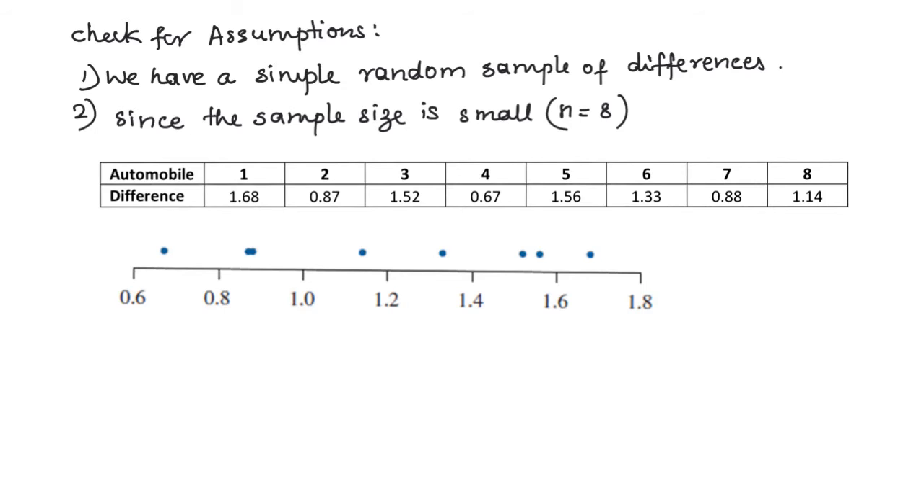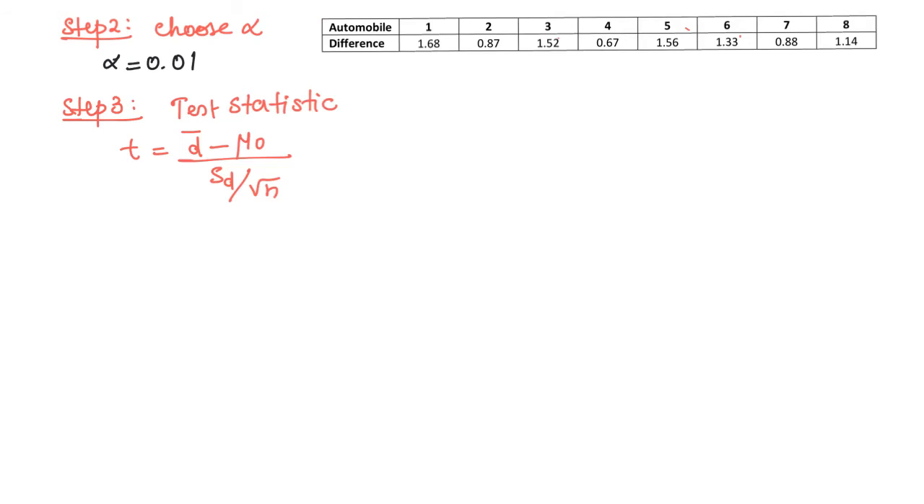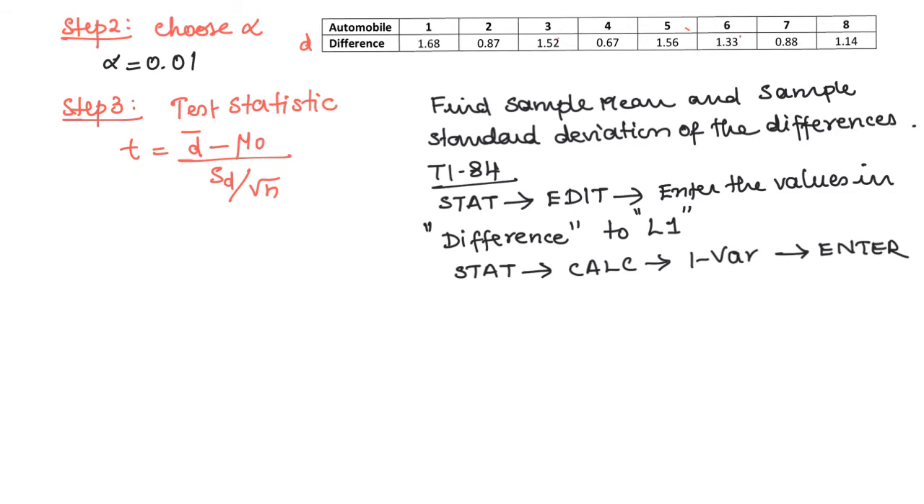So we can proceed. Step 1. State the null and alternate hypothesis. Step 2. Choose alpha. It is given in the question. Alpha equals 0.01. Step 3. Compute the test statistic. Mu naught is 0 and n is 8, but we don't know the sample mean and sample standard deviation of the differences. We will find that using the TI-84 calculator.